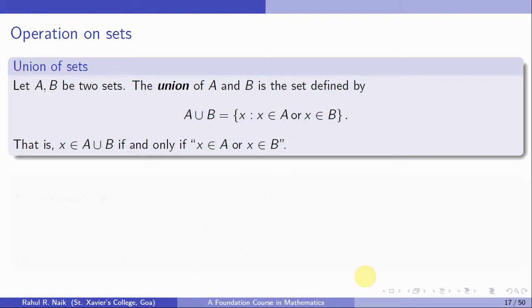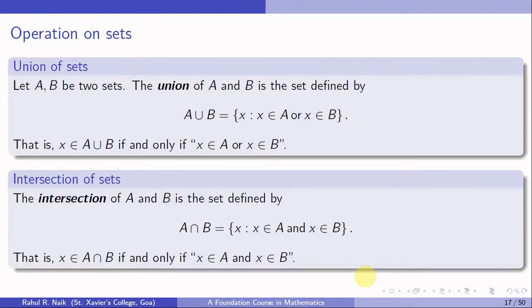Next we define intersection of sets. The intersection of the given sets A and B is defined as A cap B, that's the notation. It's the set of all points x in the universal set such that x belongs to A and x belongs to B. So it's the collection of points which lie in A as well as B. That is, x belongs to A intersection B if and only if x belongs to A and x belongs to B. So these are the properties of union of two sets and intersection of two sets.